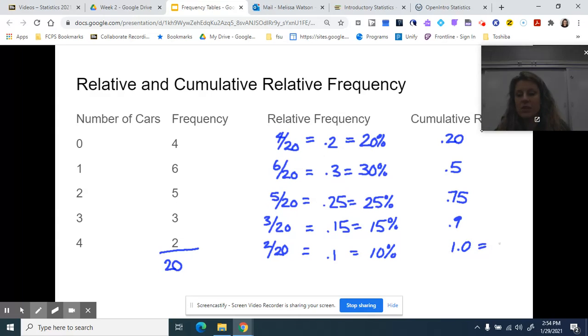This corresponds to 100% of the data being represented by a cumulative relative frequency of this last group. So that means that the percent of people that have 4 or fewer cars is 100%. So there's nobody that has more than 4 cars in this data set.